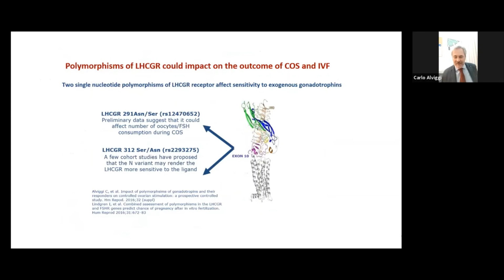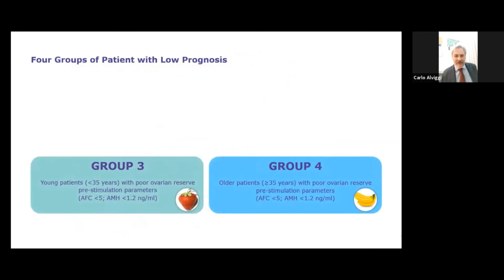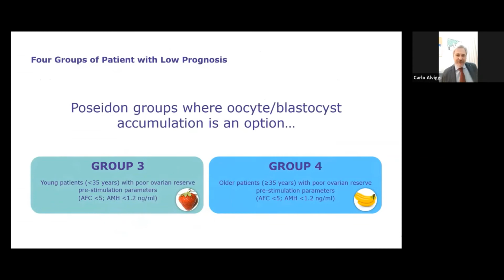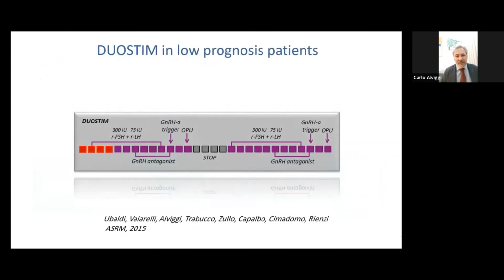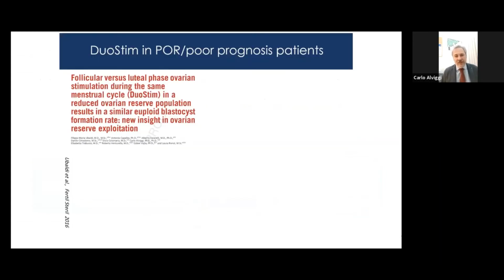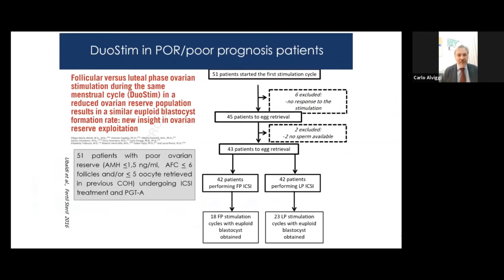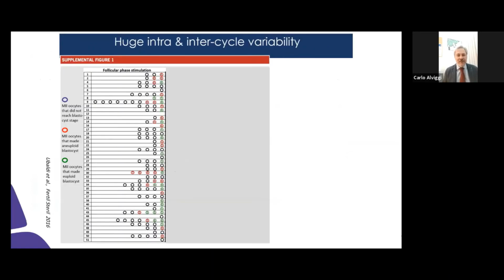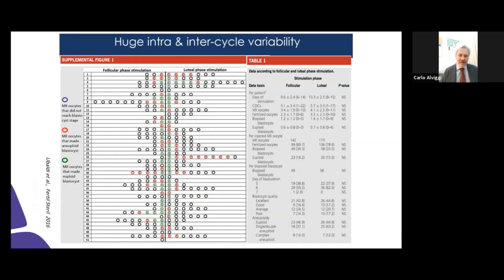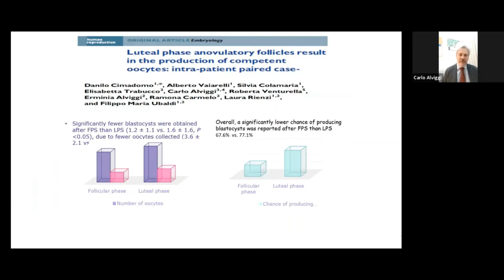Okay, let's go. Skip. This is to say that group 3 and 4 probably need duostim or other kinds of accumulation program. If you would like, in the discussion I will tell you more about duostim, if you have experience that we can share all together. But I want to go directly to the LH section. I think that in 1 or 2 slides we will be there.